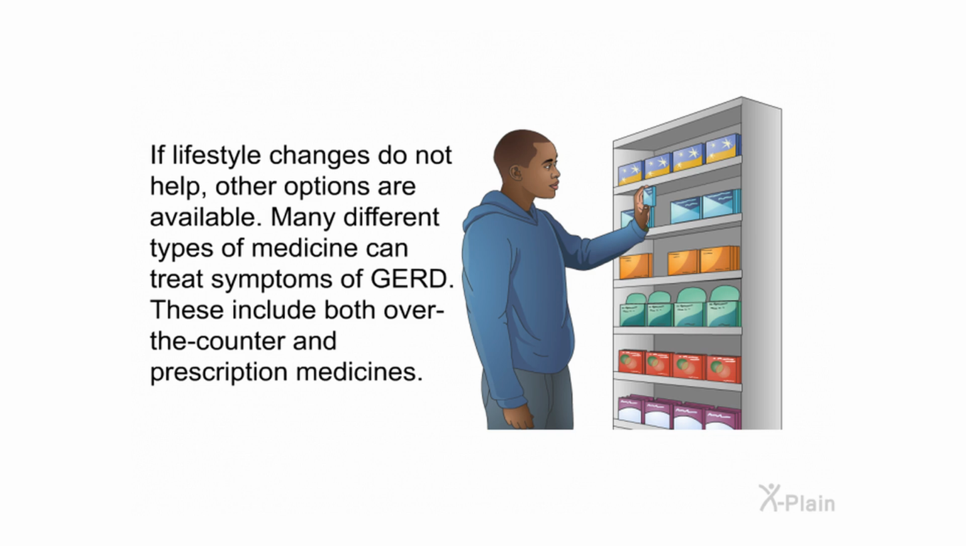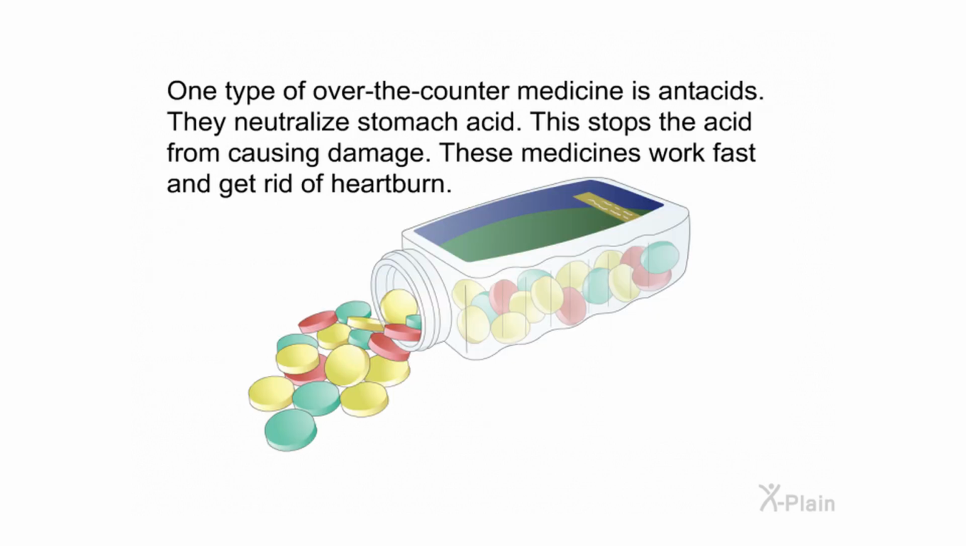If lifestyle changes do not help, other options are available. Many different types of medicine can treat symptoms of GERD. These include both over-the-counter and prescription medicines. One type of over-the-counter medicine is antacids. They neutralize stomach acid. This stops the acid from causing damage. These medicines work fast and get rid of heartburn.